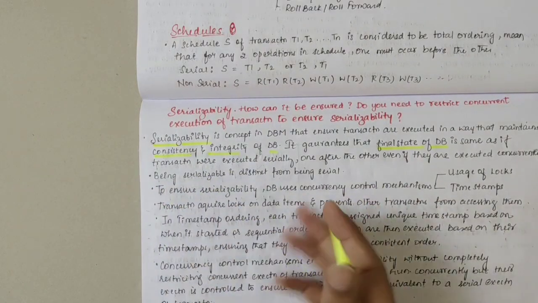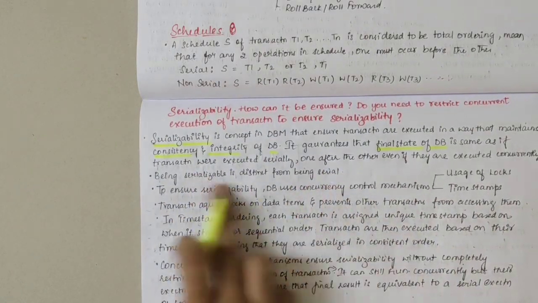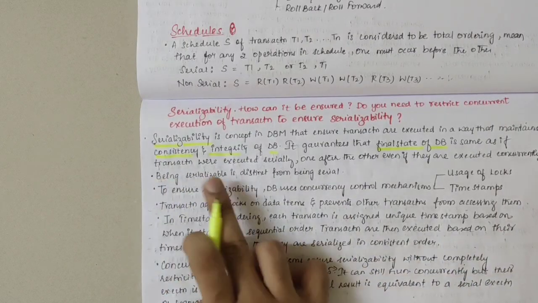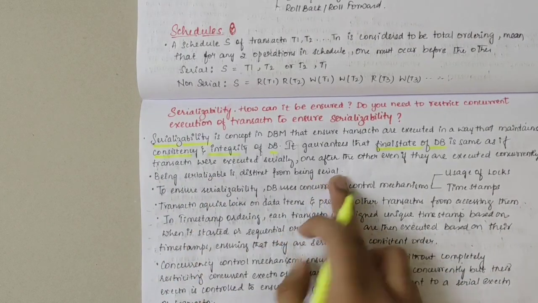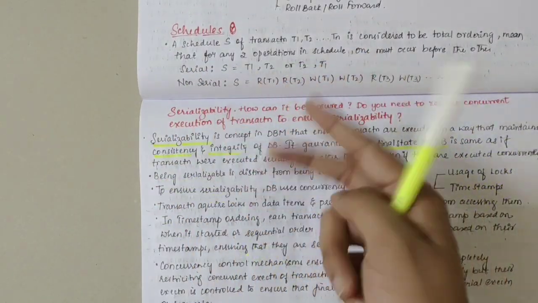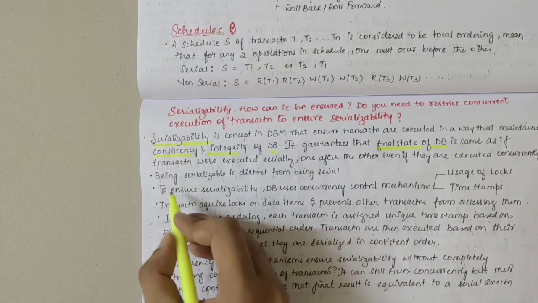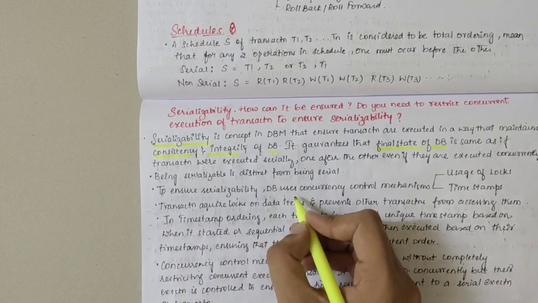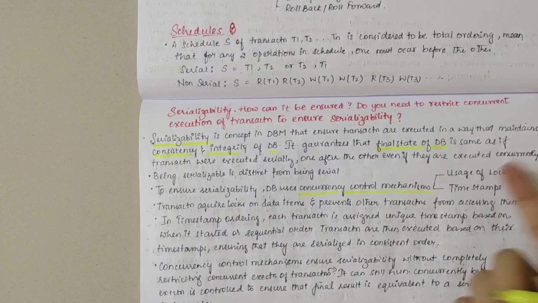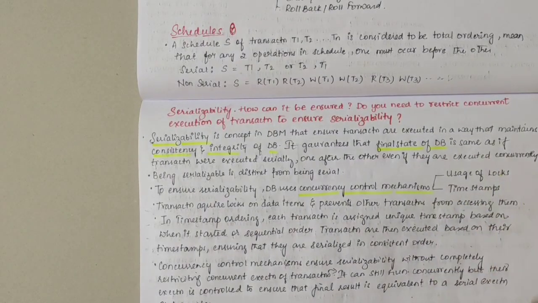But there's a difference between being serial and being serializable. For serializable, you make use of concurrent instructions, and for serial, you just use the normal ordering of T1 then T2, or T2 then T1. So that's the difference. To ensure serializability, the database uses concurrency control mechanisms. So this could be asked. There are two mechanisms: usage of locks and timestamps.